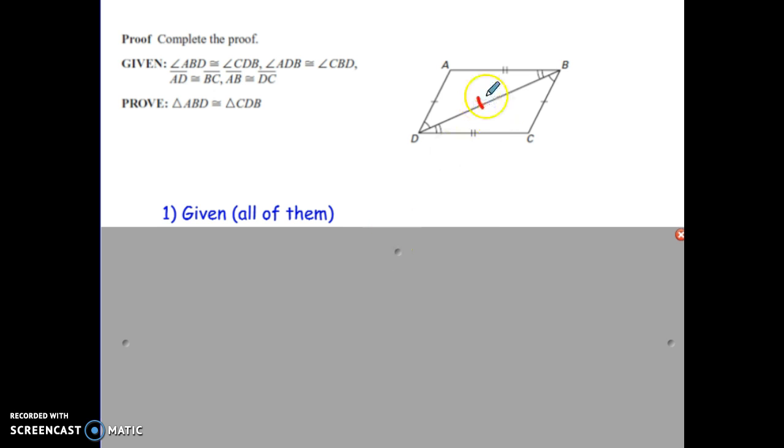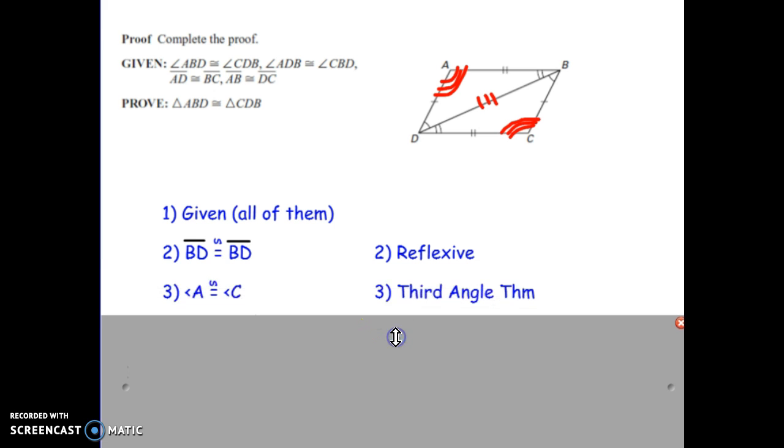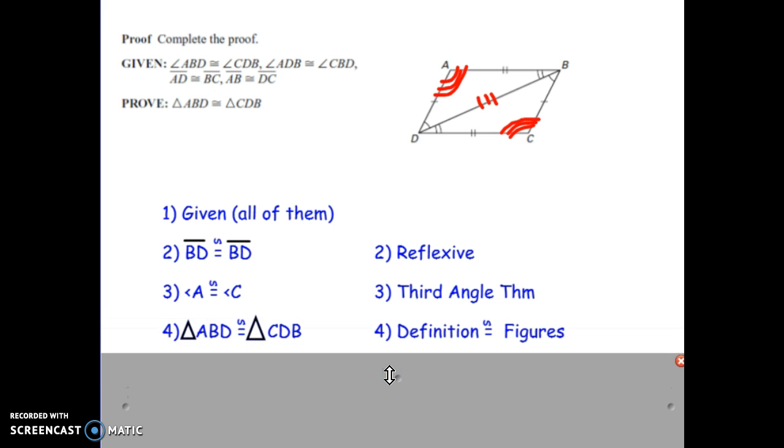Guess what? We're going to do this again. We know that DB is congruent to DB based on the reflexive. And since I know all that, I know that my third angles are congruent. Lovely drawing here. Wow, I need a pen. Wish I had a stylus like you guys do. Okay, so I know that those are congruent based on third angle congruence theorem. And then I can say that the triangles are congruent because all 3 sides and all 3 angles of each triangle are congruent to each other based on definition of congruent figures.